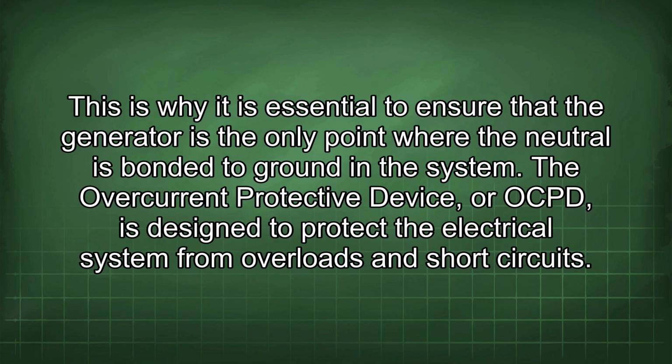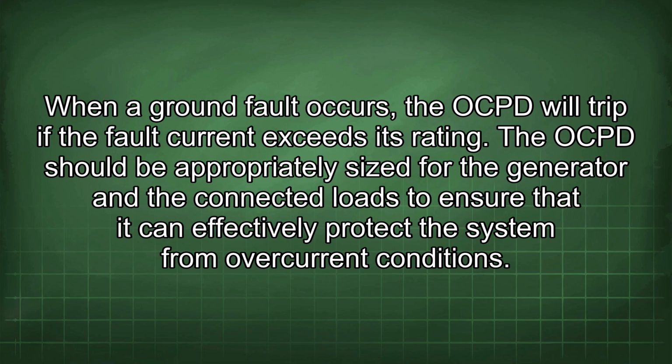The overcurrent protective device, or OCPD, is designed to protect the electrical system from overloads and short circuits. When a ground fault occurs, the OCPD will trip if the fault current exceeds its rating. The OCPD should be appropriately sized for the generator and the connected loads to ensure that it can effectively protect the system from overcurrent conditions.